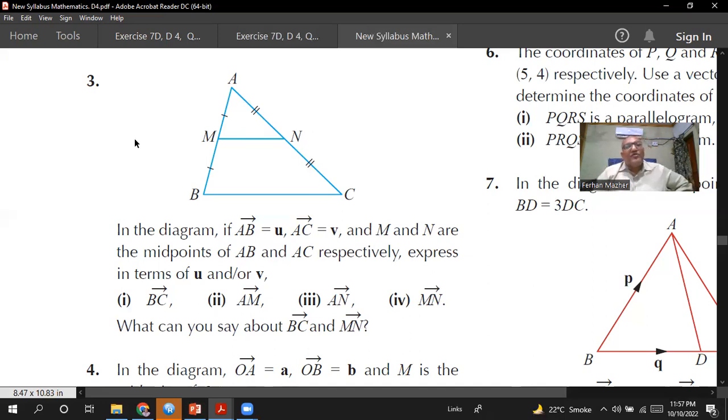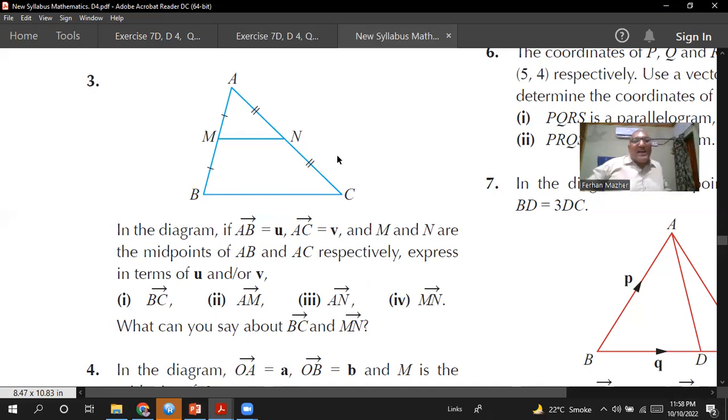Okay. So they want me to represent BC, find AM, find AN, and find MN. First of all, they are asking me to find BC. I know the AB value, that's U. I know the value of AC, that is V. I want to find the value of BC. So from B, I will go to A, from A, I will go to C. That is called making the bypass. In our Desi language, we say bypass. Actually this is to represent a vector in terms of two other vectors.